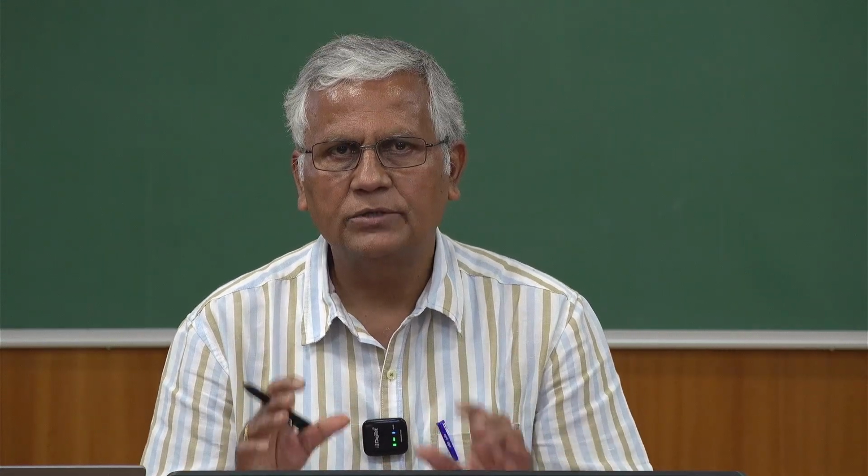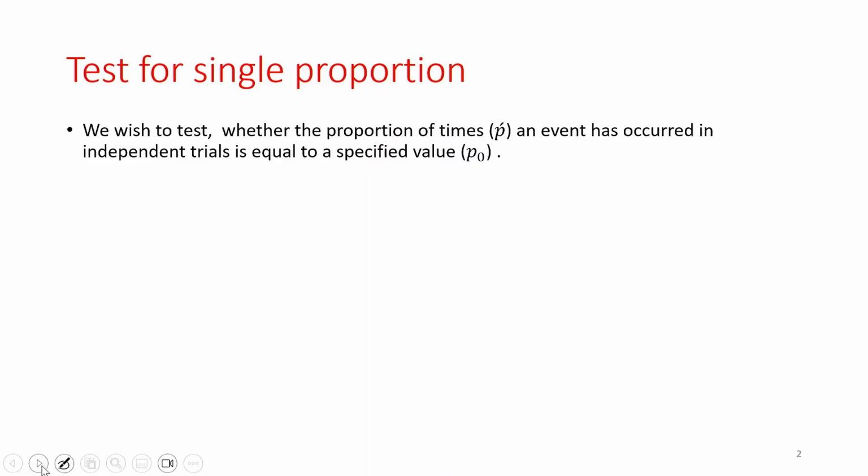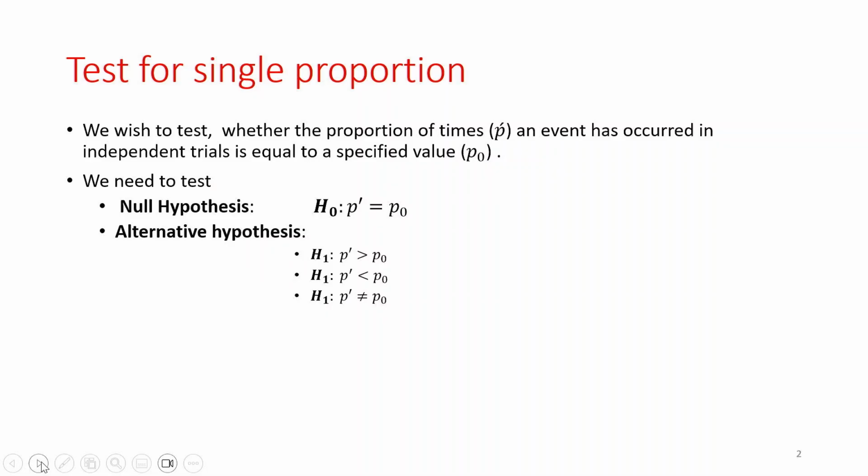So a specified value of proportion could be there, which could be maybe a standard value in some situations. So we want to test whether the proportion of faulty items, whatever it is, is more or less than the standard specified proportion value or not. Therefore, this kind of test we have to do, and hence we say that we have to test the null hypothesis.